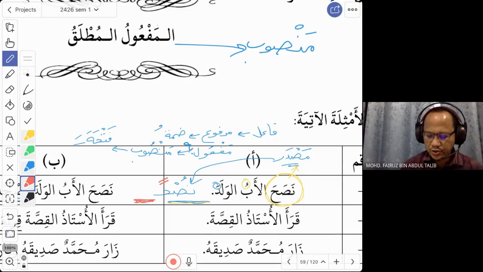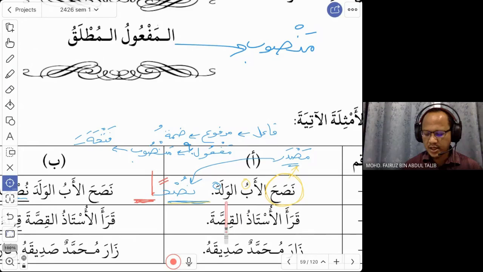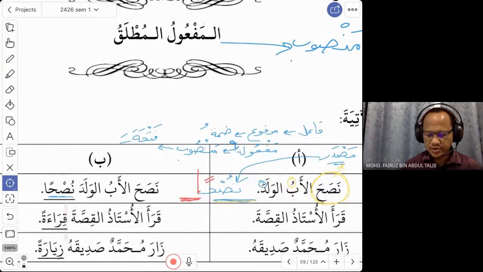When a word has a tanwin fathah at the end, we add an alif just to support the tanwin. This is the writing part, the spelling part of it. Okay, nushan, you just add the alif to the end of the word. So the sentence is now: nasahal abu al walada nushan. Nasahal abul walada nushan. So how do you translate the word nushan? It cannot be translated. But why?